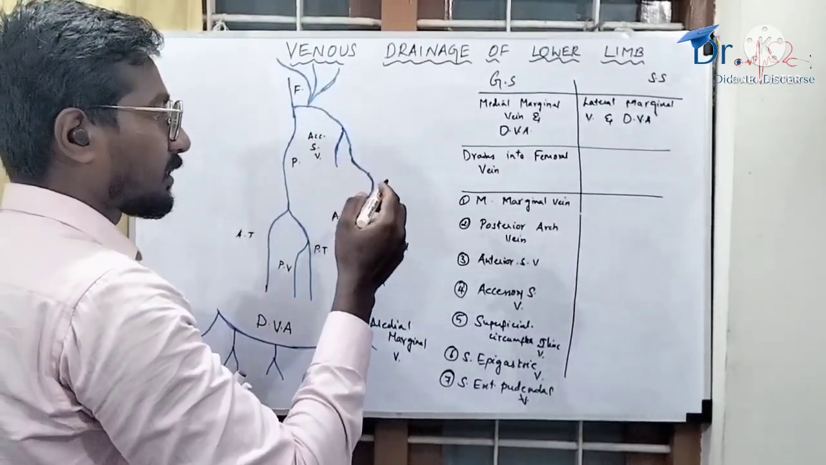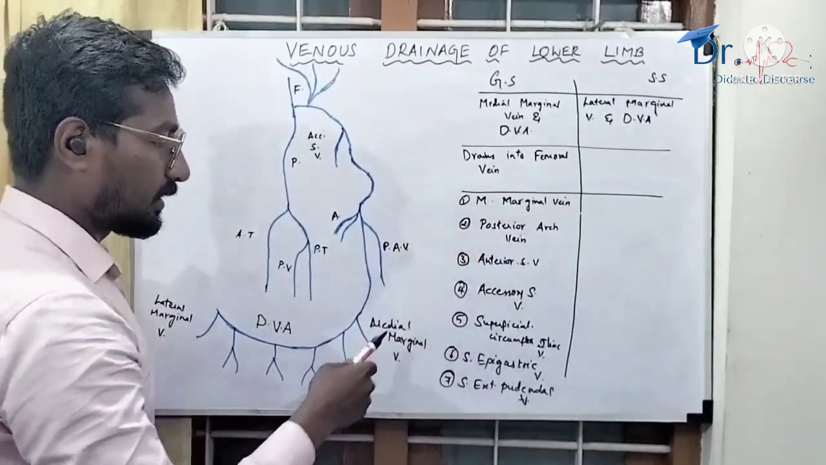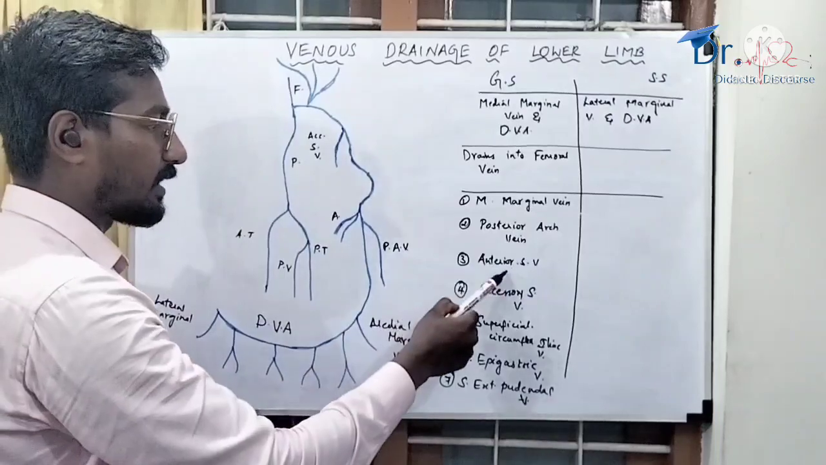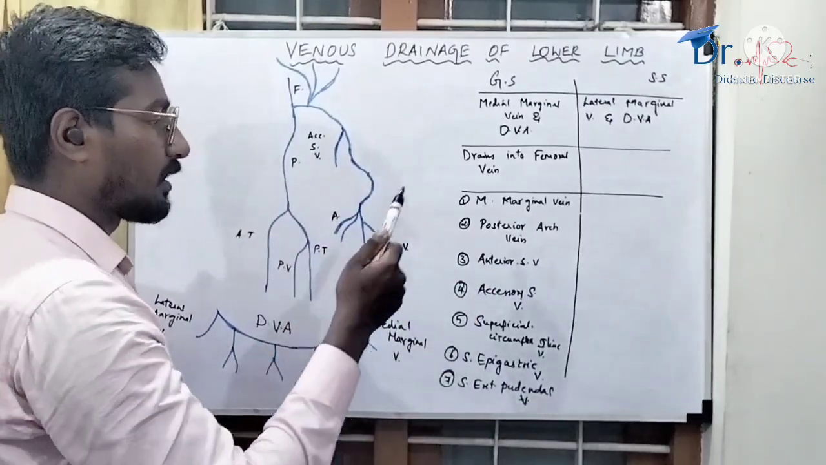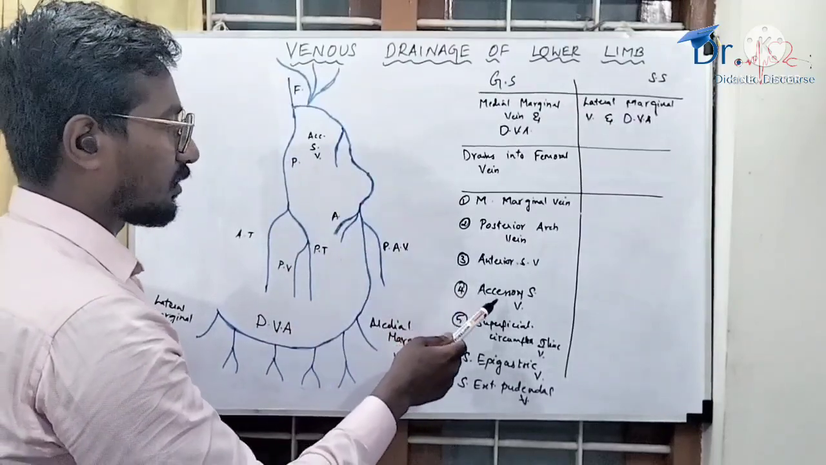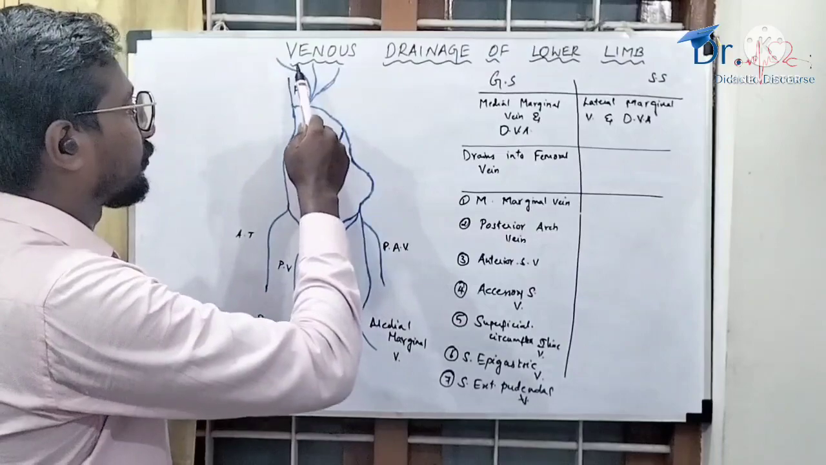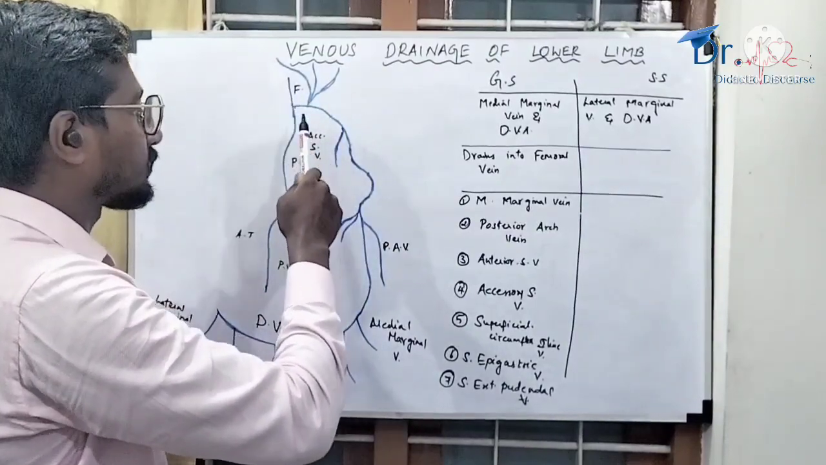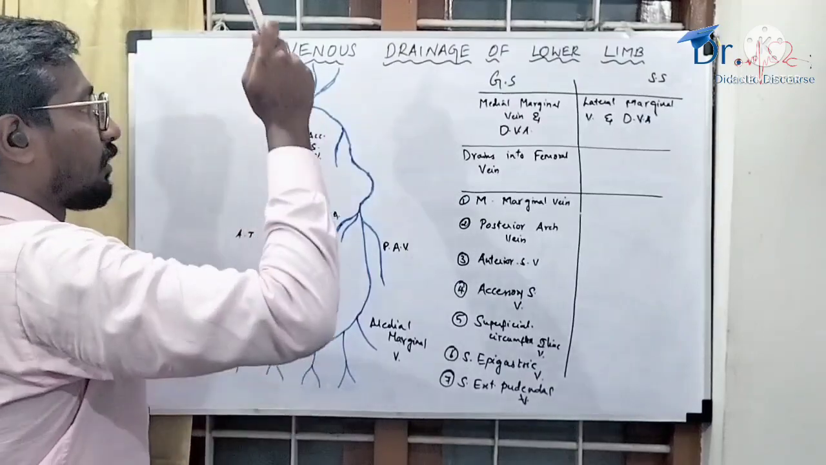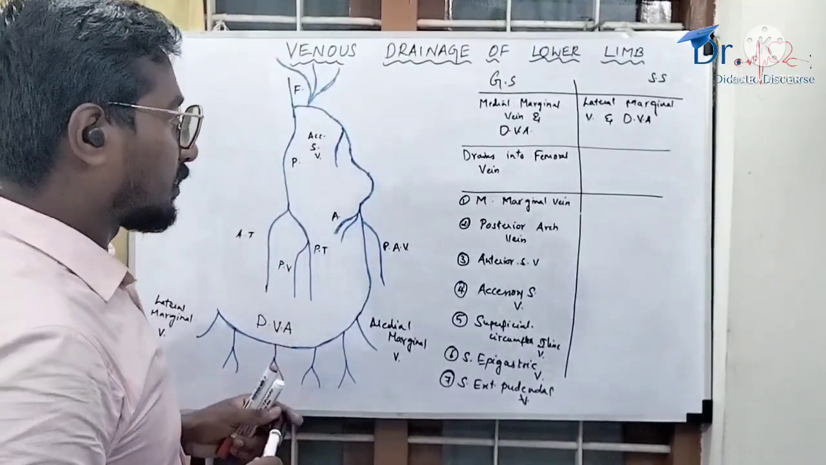Speaking about the branches of the great saphenous vein, the first branch is the medial marginal vein, the second branch is the posterior arch vein, and then you have the anterior veins below the knee. When it reaches the thigh, you have a branch called the accessory saphenous vein. Just before it drains into the femoral vein, you have 3 branches: the superficial circumflex iliac vein, the superficial epigastric vein, and the superficial external pudendal vein.